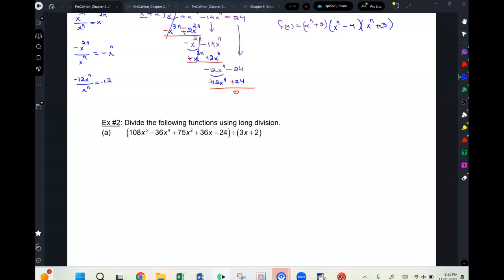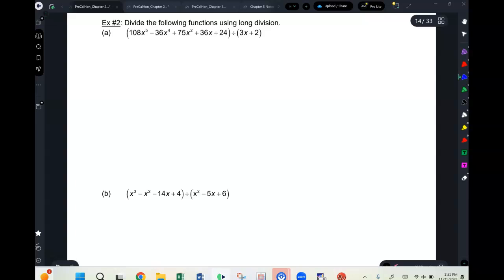Hey. What do you do if the exponents aren't all there again? You add a 0. You add a 0 x to the 2, let's say. Okay, got it. Like this one here. Okay, I don't think we have to. Okay.